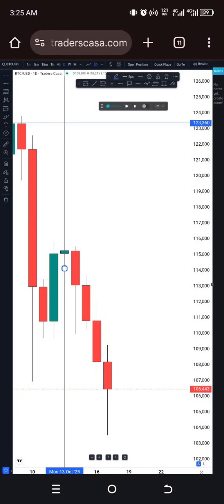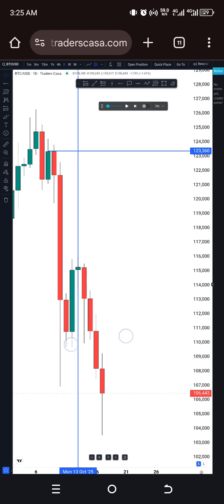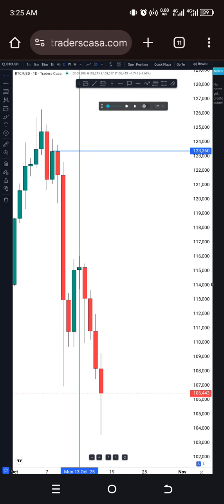Okay, so this is the strategy. When a week finishes, you go to the daily and wait for the week to finish. At the beginning of a new week, go to the daily time frame and mark out the highs and the lows.